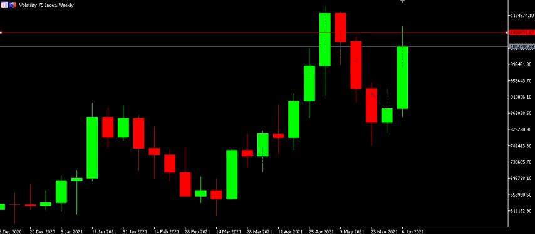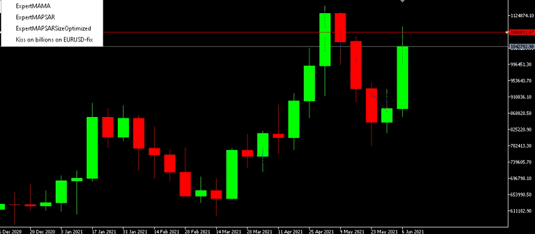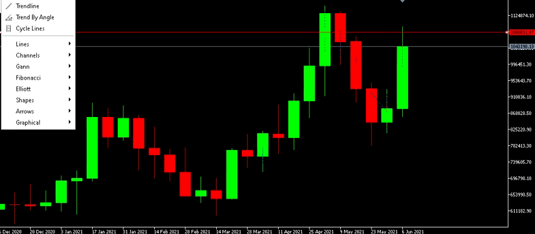Today we'll be looking at how to analyze the Volatility 75 index for the week. On the screen I have the V75 weekly time frame, and I can see the price action. So let's highlight some parts of the chart.